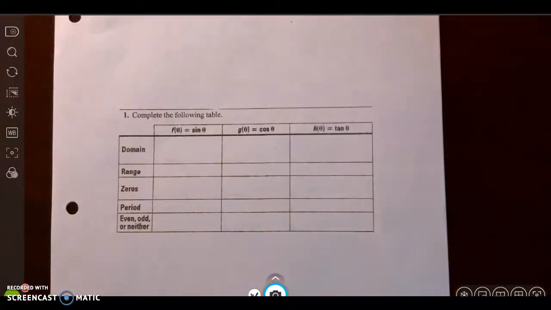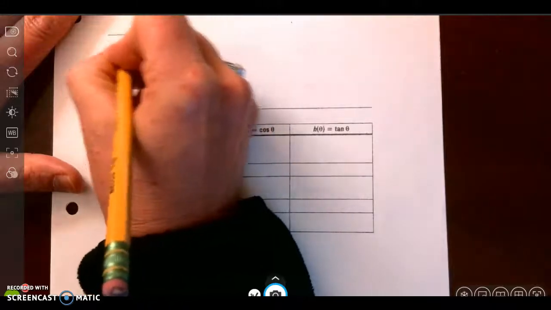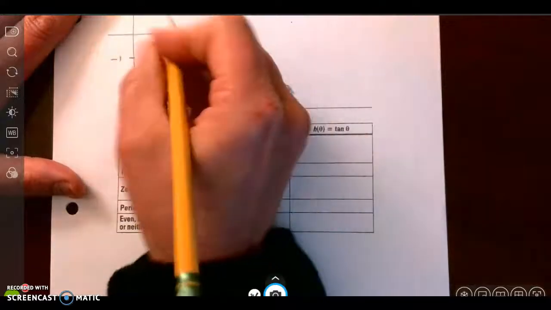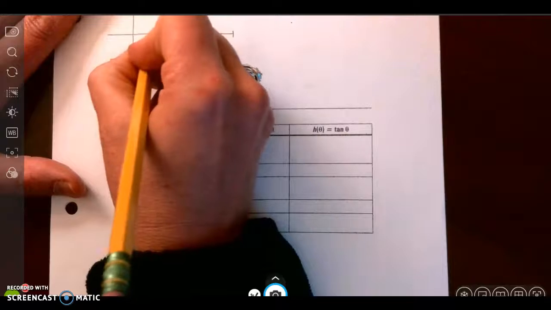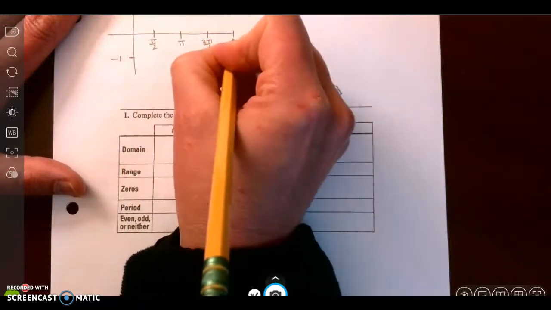Okay, we're going to do this drill where we review domain, range, zeros, period, and even and odd for sine, cosine, or tangent. You can look at these graphs, but I'm going to show you some of the things that I do to try to start memorizing the graphs, if you will. So I'm going to start by doing a little sketch, and our graphs always go from -1 to 1, and then I divide it into the four corners, which would be pi over 2, pi, 3 pi over 2, and 2 pi.